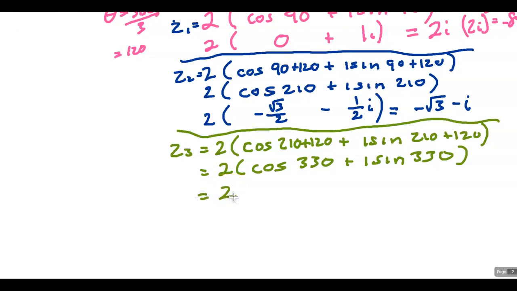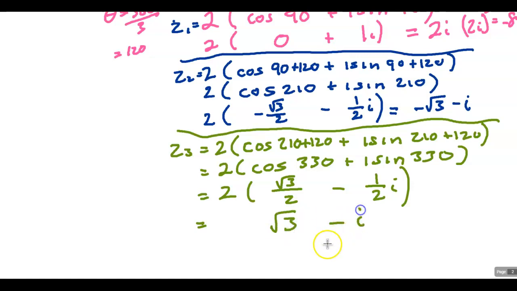All right, now unit circle time. Cosine of 330 is, no surprise, just positive root 3 over 2. Minus 1i. So we have positive root 3 minus i as our next solution. Okay.